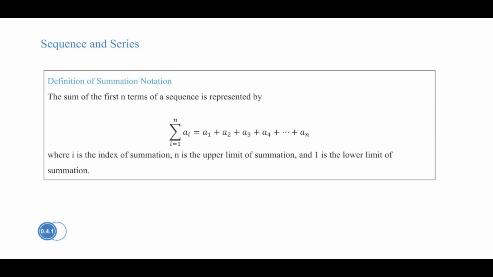Now we introduce summation notation. The symbol of sum, called sigma, means we are adding terms together. In this expression, i is the index of summation. The bottom number tells us where to start and the top number tells us where to stop. So the sum from i equals 1 to n of a_i means a1 plus a2 plus a3 plus all the way up to an.